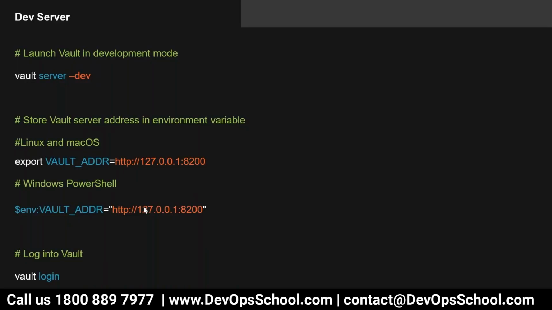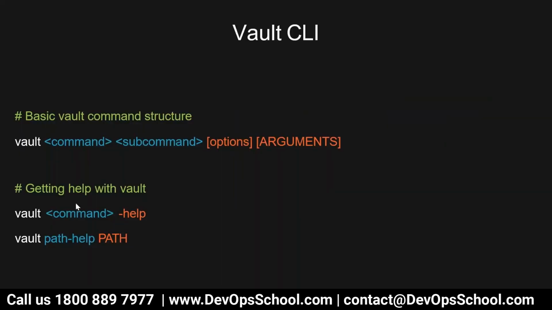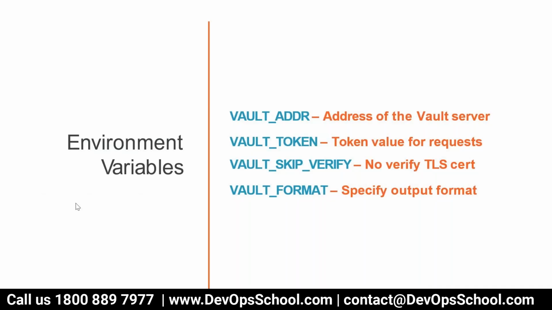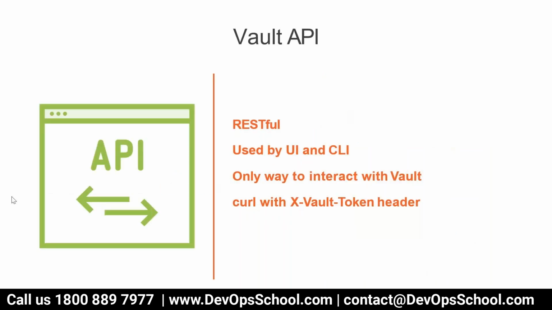Okay, so now how do we start the dev server? I have already done so, and you saw that. How to interact using the CLI, UI, and API, I showed you. This is the command using CLI. These are the environment variables you can set to avoid typing them again and again. VAULT_ADDR, which is the address of the Vault server. VAULT_TOKEN, which is the token value for the request. VAULT_SKIP_VERIFY, to not verify the TLS certificate. VAULT_FORMAT, to specify the output format. For the UI, I showed you how to access it, and for the API, also how to create the curl and all stuff like that. You did it.